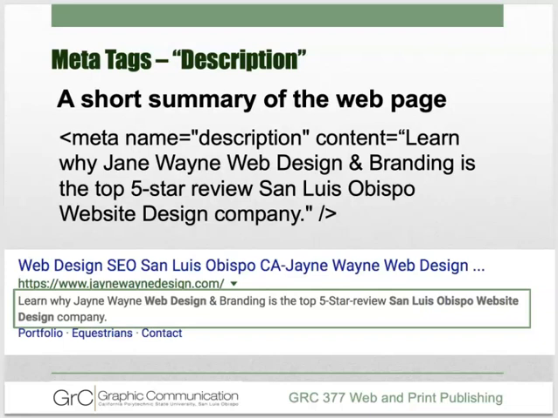There should be unique descriptions for each page of the site. It's good to keep it around 150 characters in length. The search engine will cut it off if it's longer. And it's good to use a call to action. Meta descriptions go into the head of the document as well.